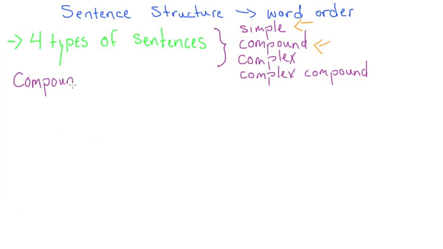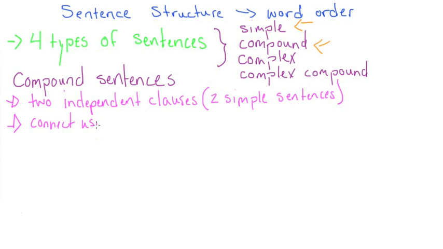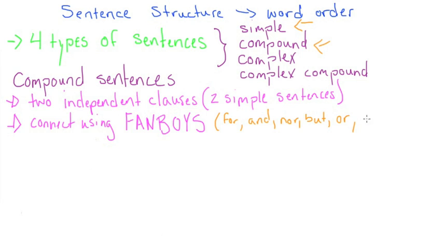Now we're going to take a look at compound sentences. Compound sentences are 2 independent clauses or 2 simple sentences, and we join them together by using a connector. You can remember this by FANBOYS: for, and, nor, but, or, yet, and so. These are our connecting words. We put a comma before any of our connecting words when we're writing in English.